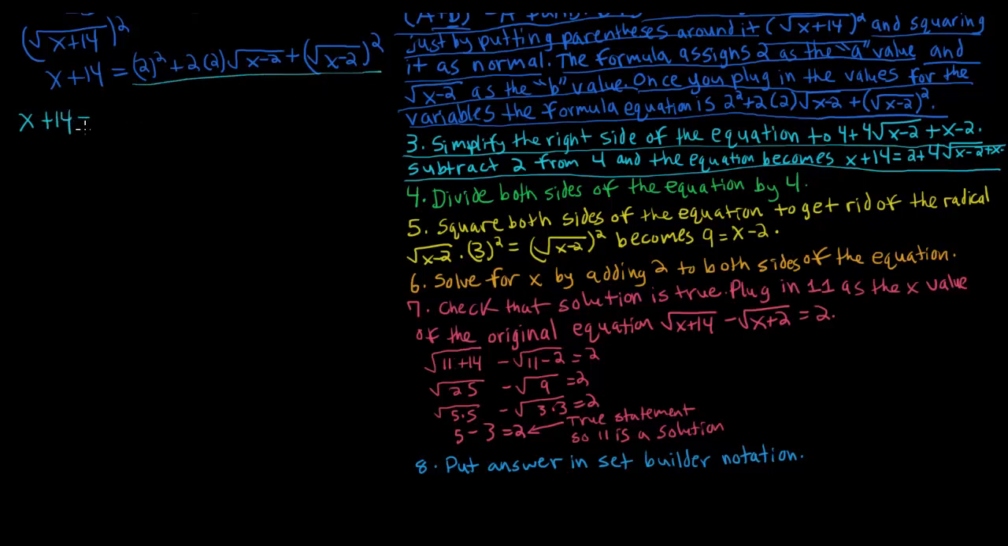So x plus 14 equals 2 squared is 4, plus 2 times 2 is 4 square root of x minus 2. And then when you have square root of x minus 2 squared, it just leaves us with plus x minus 2. And now we want to subtract 2 from 4. We can subtract this 2 from 4 right here. That gives us x plus 14 equals 4 minus 2 is just 2, so just 2 plus 4 square root of x minus 2 plus x.